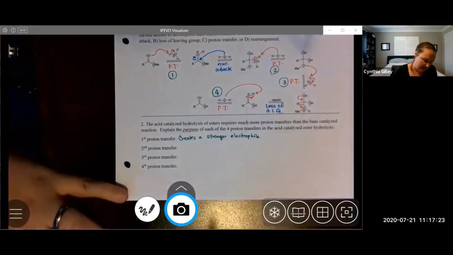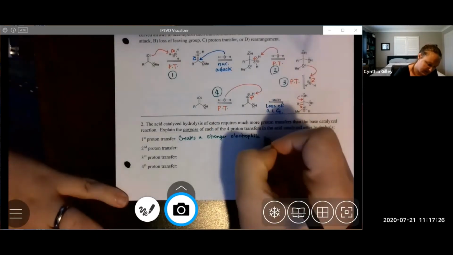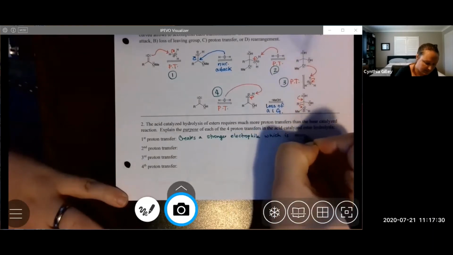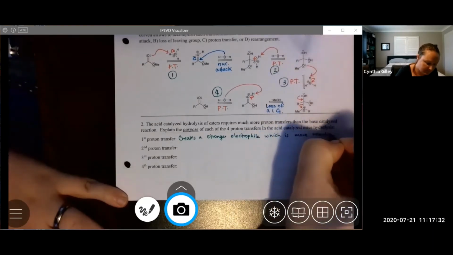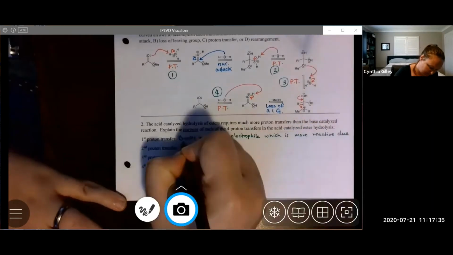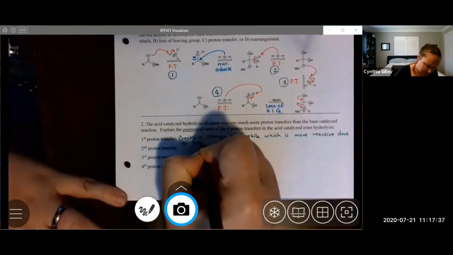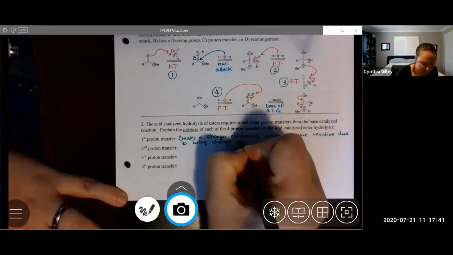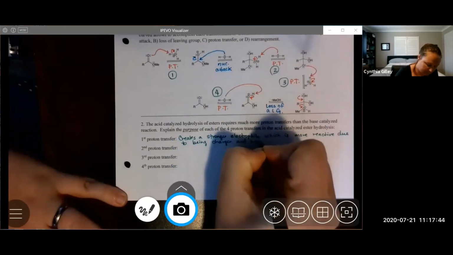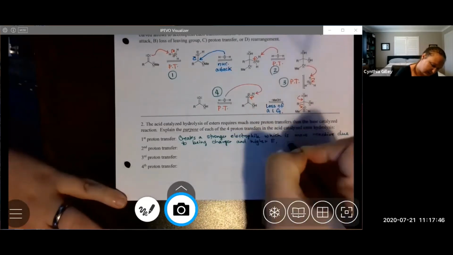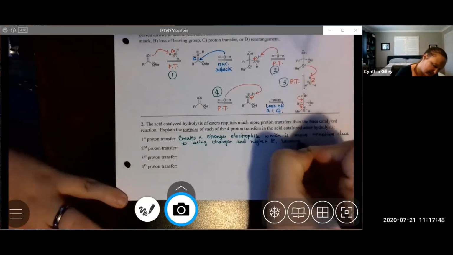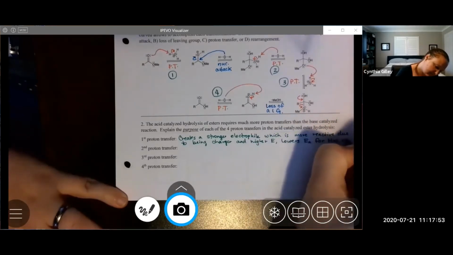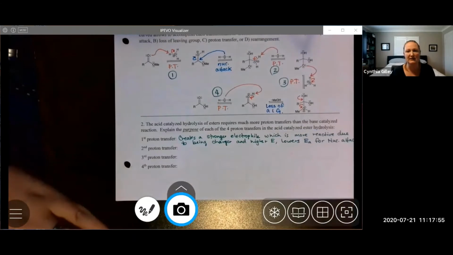Okay, which is more reactive due to being charged, in higher energy. It also lowers the activation energy for the nucleophilic attack. So lots of explanation there.